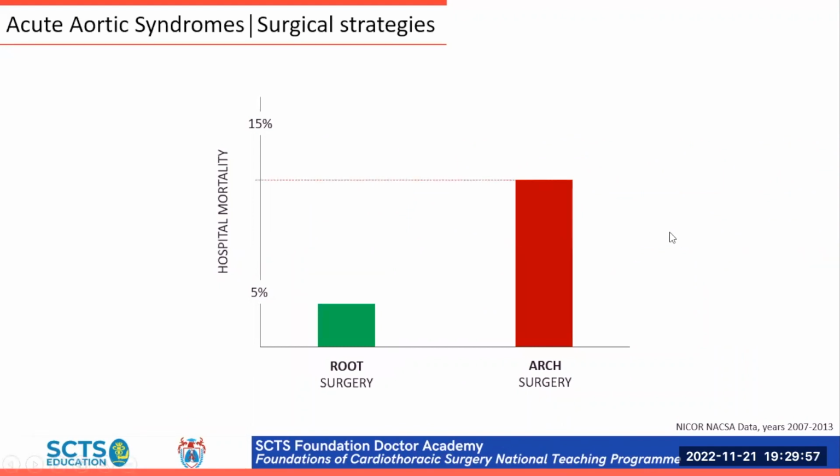Why? Because if you see the data, again, taken from NICOR and AXA data, the hospital mortality when you do arch surgery is approaching 12%. This includes emergent and elective operations. While when your operation is just focused on the aortic root on an emergent or an elective basis, the mortality is only 4%.